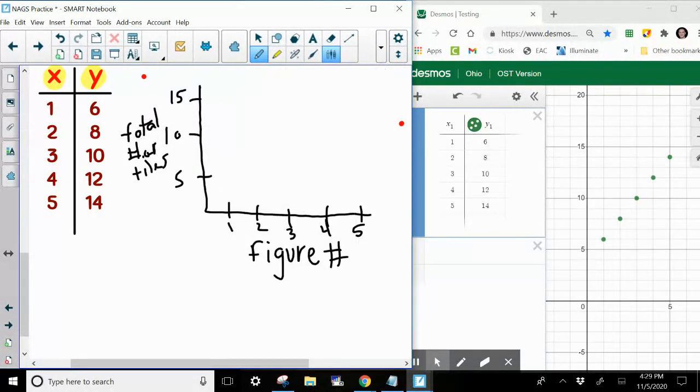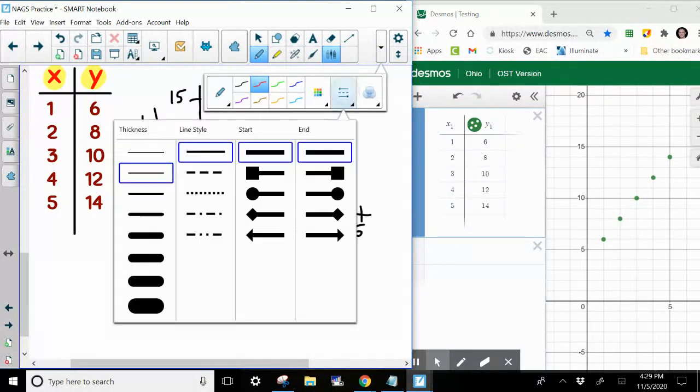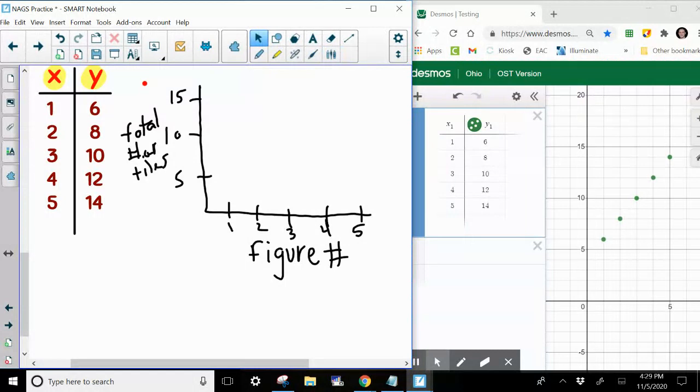All right, so I've got 1 and 6. I've got 2 and 8. I've got 3 and 10. I've got 4 and 12. And I've got 5 and 14. All right. And there you have your graph.